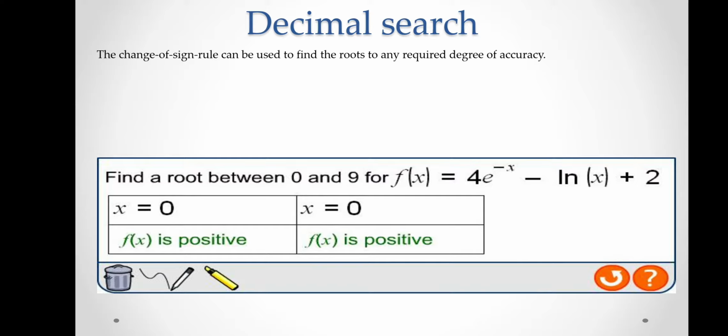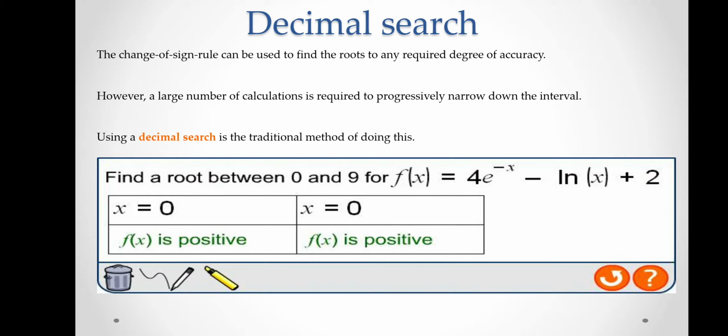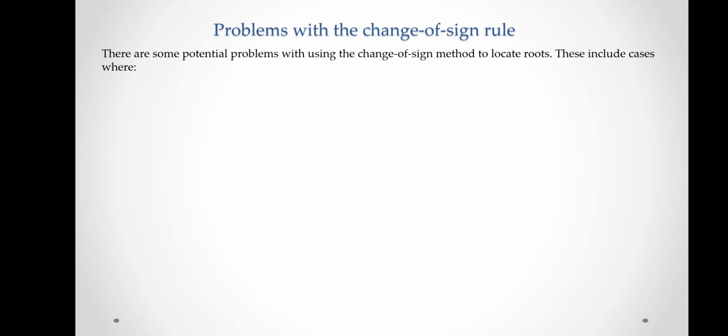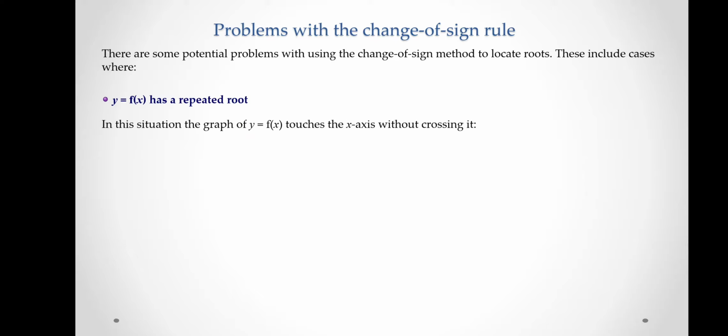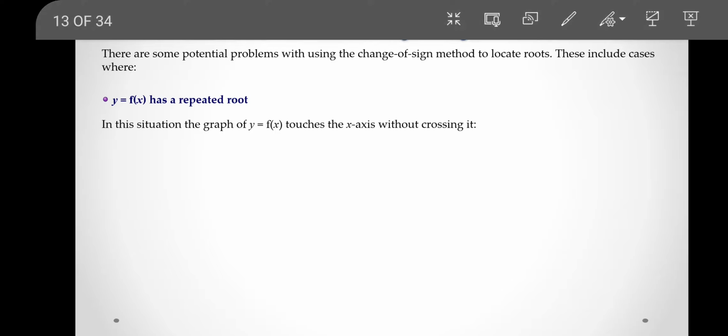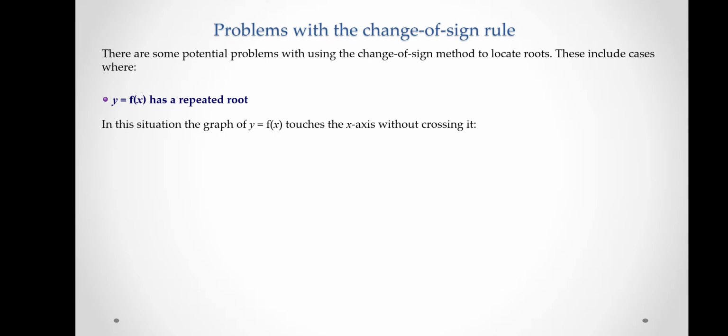So if it is a sign change, then there should be a root in between those intervals, right? But if y has a repeated root, if it is a turning point, then it will be a problem. Now we know that if it is a turning point, it has a root at that point but no sign change. So in that case we don't have a sign change, but it has a root in between.